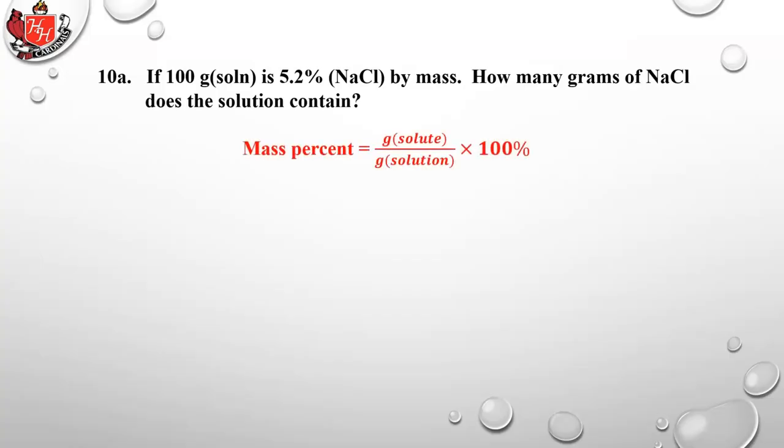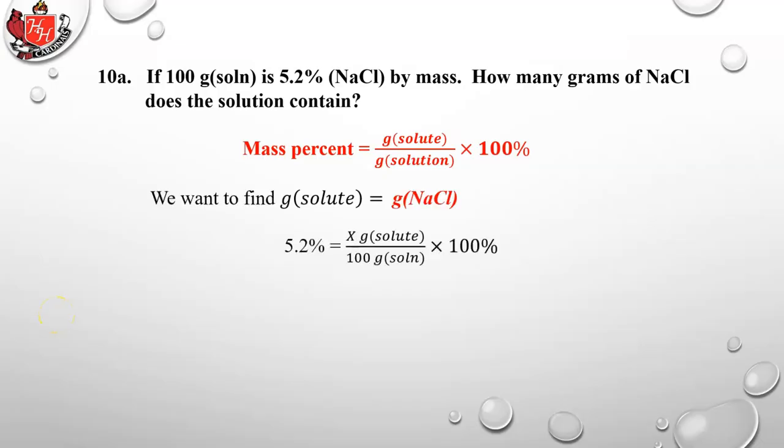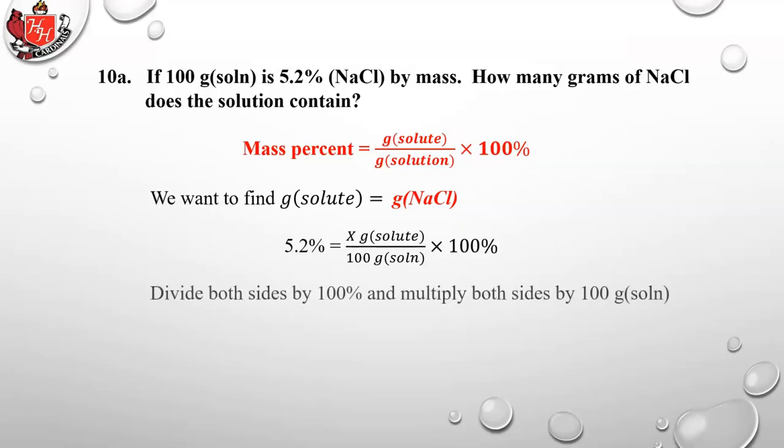We talked about that. So the mass percent equals grams of solute, NaCl, over grams of solution, that's the NaCl and the water together, times 100%. Okay, so we're going to work the problem backwards. We have 5.2% we're given, and we have 100 grams we're given. And so what we're going to do there is divide both sides by 100% and multiply by 100 grams, and that'll give us our answer in grams. Okay, and what that gives us is this.